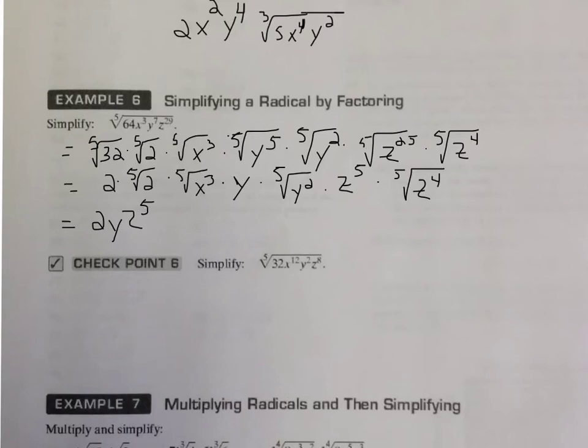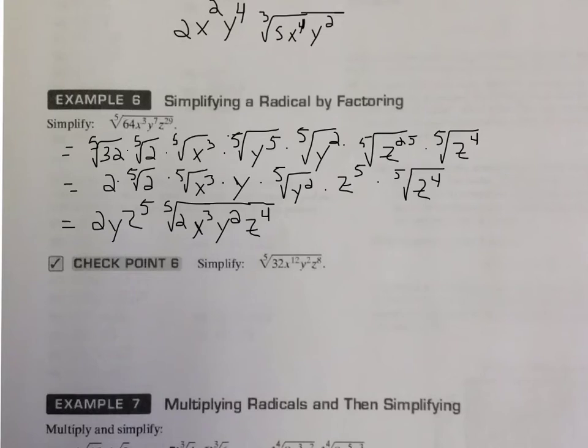2y z to the 5th. And then anything else is going to go underneath one big fifth root symbol. So we got the fifth root of, and I'm going to make it bigger, 2y squared. Oops, I missed my x. Sorry. Well, I can make that an x. 2x cubed y squared z to the 4th. That's all under the fifth root there. And that's our answer. Pause here, try your checkpoint.